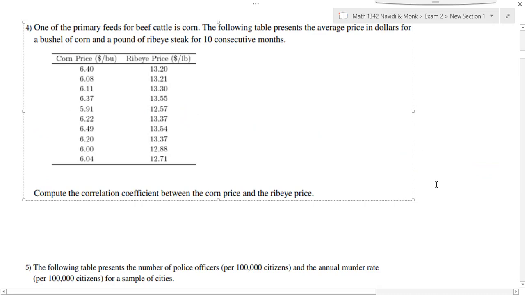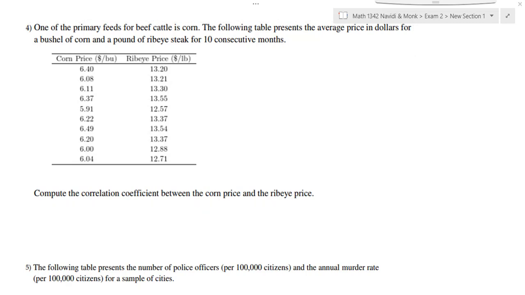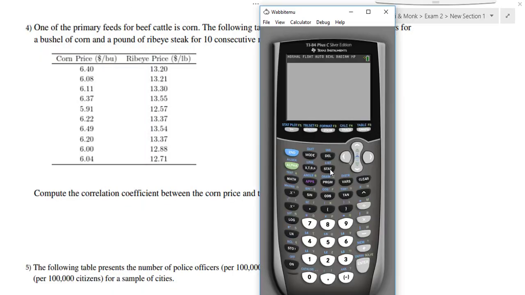Number 4 says one of the primary feeds for beef cattle is corn. The following table presents the average price in dollars for a bushel of corn and a pound of ribeye steak for 10 consecutive months. Compute the correlation coefficient between the corn price and the ribeye price. What's the first thing I need to do? Put my data into a list. So we hit Stat, Enter. If you have data in your calculator, to clear it out, move your cursor up to the name of the list, hit Clear, and then Enter.